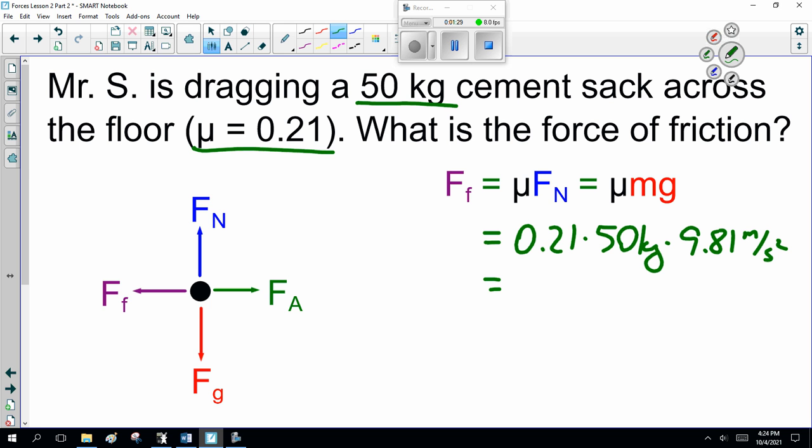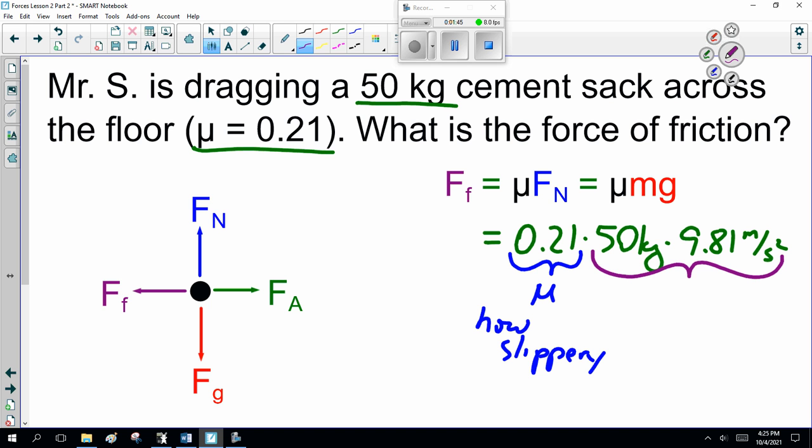Just want to remind you, this is mu, how slippery. This is force normal, which is equal to an opposite force of gravity, which is force between them, the objects.